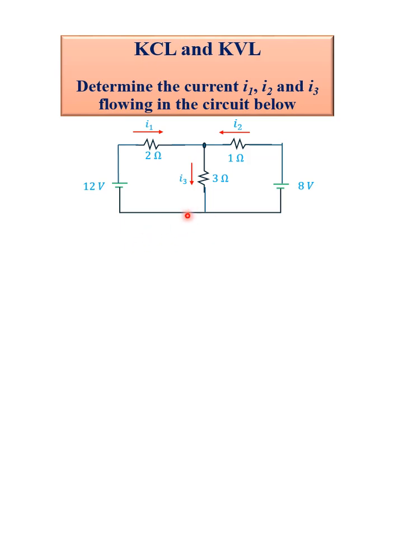This question appears simple, but we are going to find out in this video. In this video, we want to determine the currents I1, I2, and I3 flowing in the circuit below. I1, I2, I3. And we are going to be applying KCL and KVL.